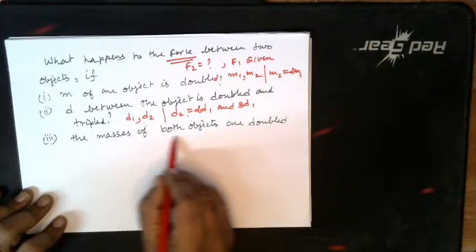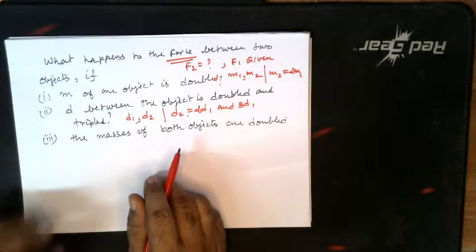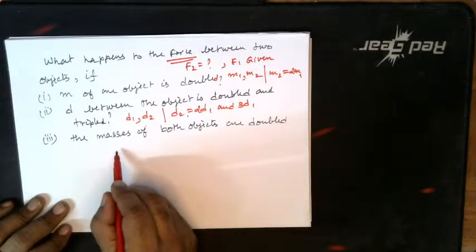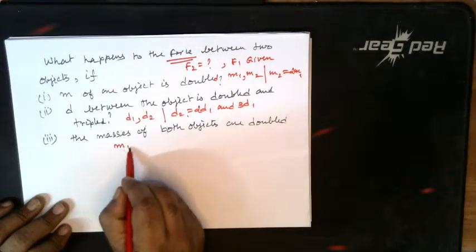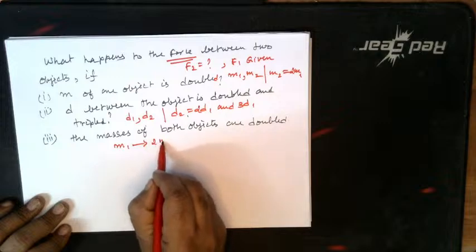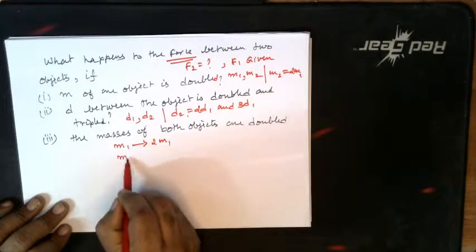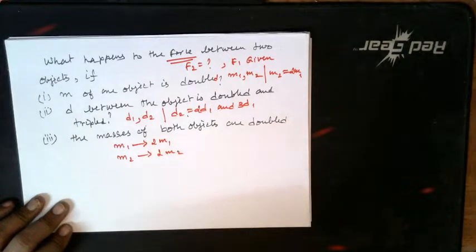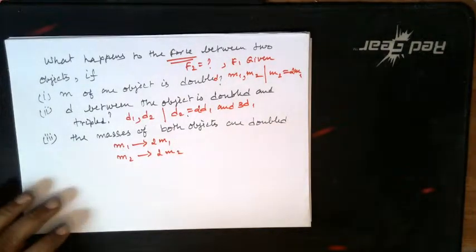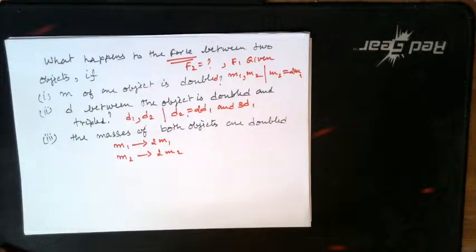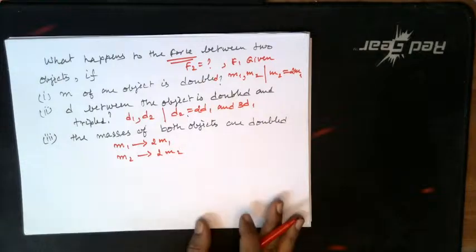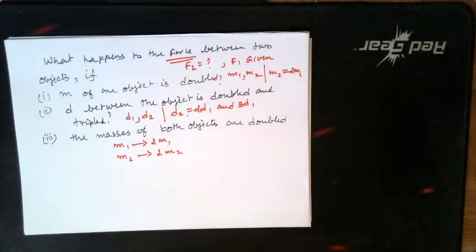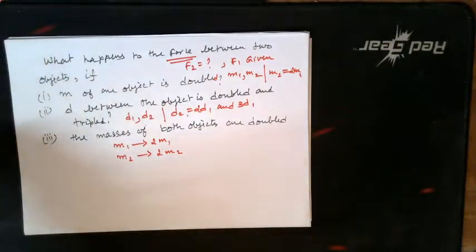Then the masses of both objects are doubled. So it means M1 becomes twice the M1, M2 becomes twice the M2. Both masses are doubled. So this is the situation. We need to arrive at the different answers for these different questions. Okay? So first let us proceed like this.